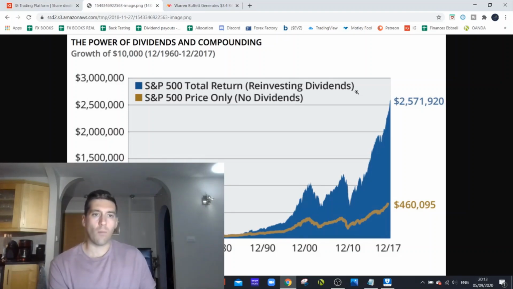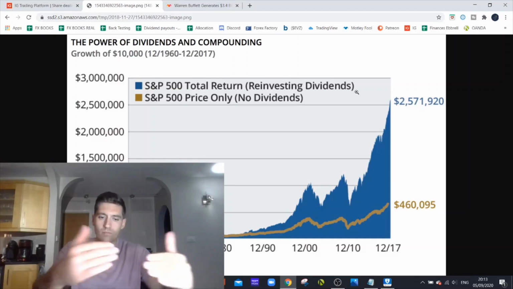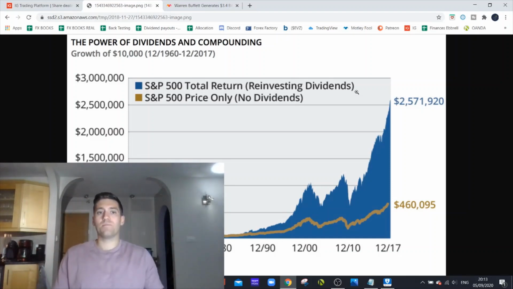But if you can't, and you don't want to, or you don't want to risk it, then why not invest in dividend paying stocks, get your passive income, and end up with graphs or bank accounts that look like this over time by not really doing much.